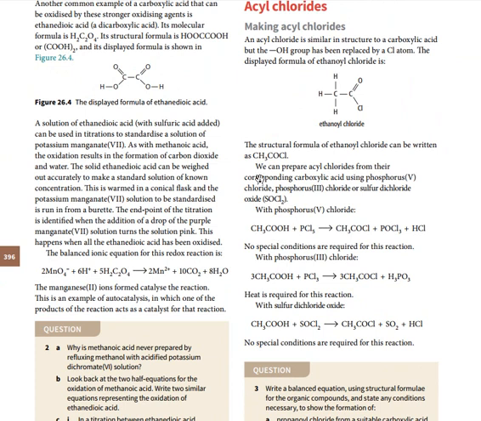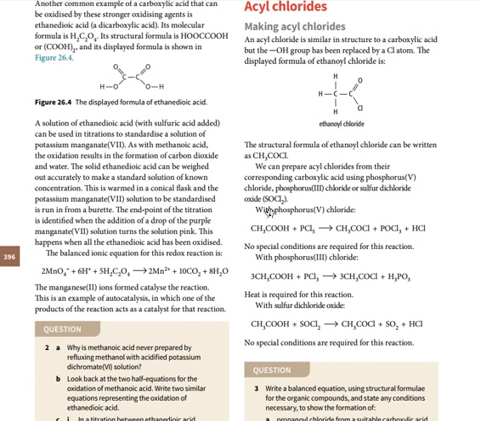Now let's visualize the next point. How do you form an acid chloride? You can form an acid chloride by using phosphorus pentachloride, phosphorus trichloride, or sulfur dichloride oxide. All of them are capable of being used to form an acid chloride. But phosphorus pentachloride produces fumes of hydrochloric acid, and sulfur dichloride oxide also produces fumes of hydrochloric acid and sulfur dioxide.